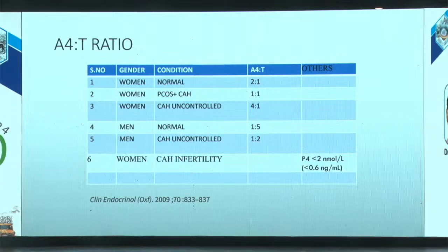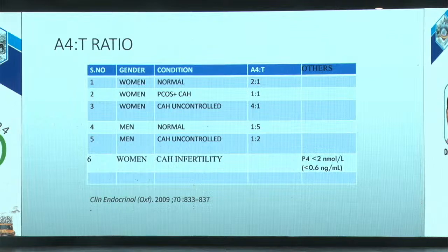Something which has come up very recently, in the last 3-4 years, is something known as the androstenedione to testosterone ratio. This data has been around for 20 years, but only recently have people started looking at it. Normally in a woman who has neither PCOS nor CH, the ratio is 2:1, because they have slight production of testosterone from the ovary and a greater amount of androstenedione, both from the ovary and predominantly from the adrenal gland.